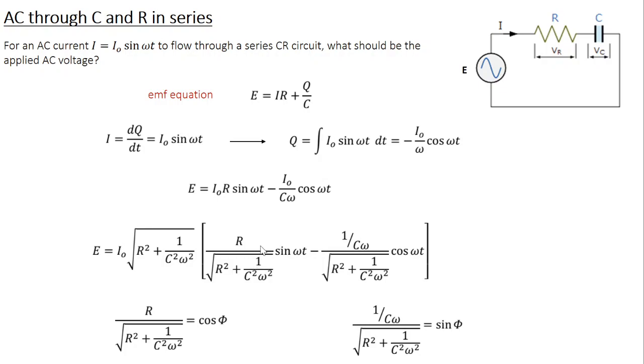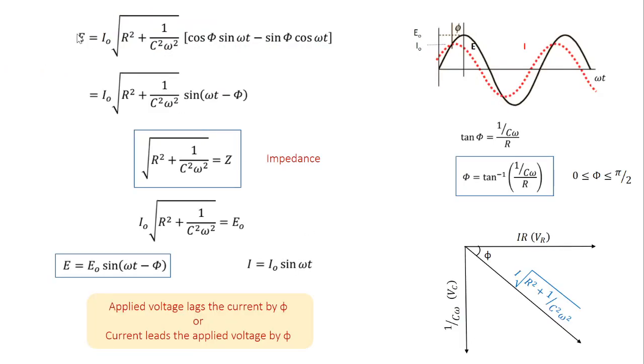You know the drill, right? Call this factor as cos phi and this factor as sin phi. Now the equation becomes E equal to I naught into square root of R square plus 1 over C square omega square, cos phi sin omega t minus sin phi cos omega t, which is nothing but I naught into square root of R square plus 1 over C square omega square, sin omega t minus phi.